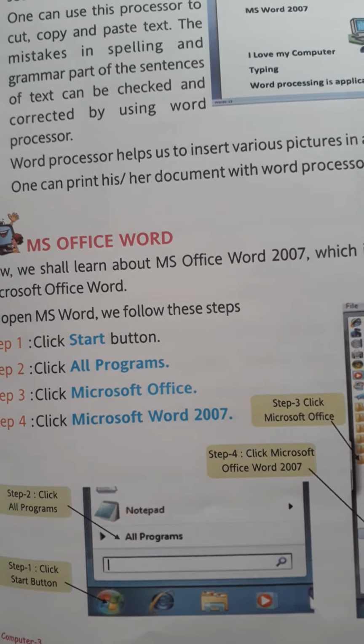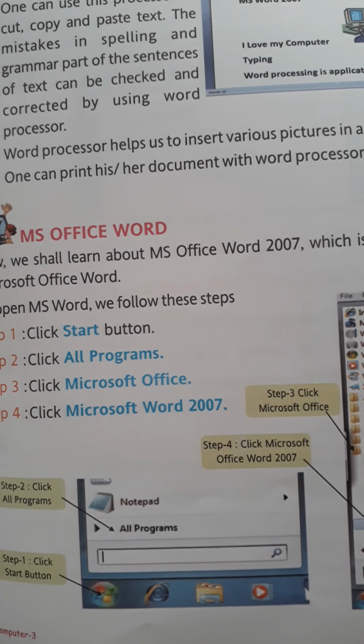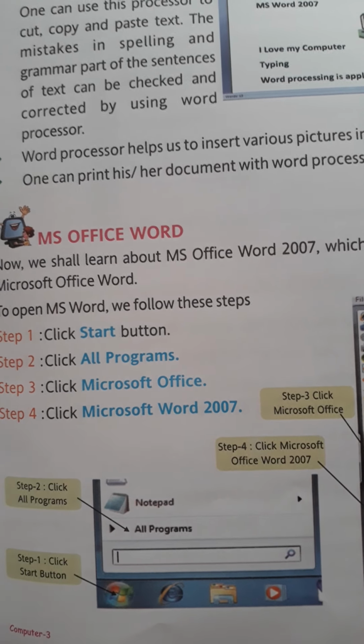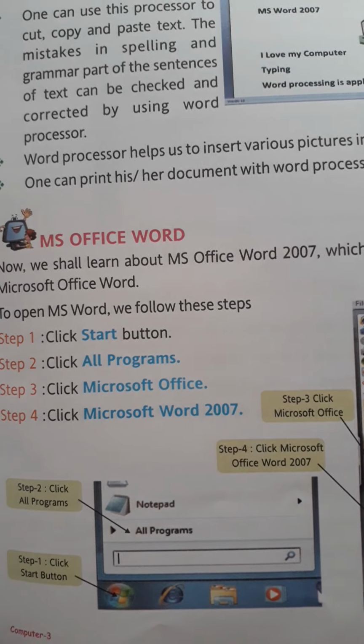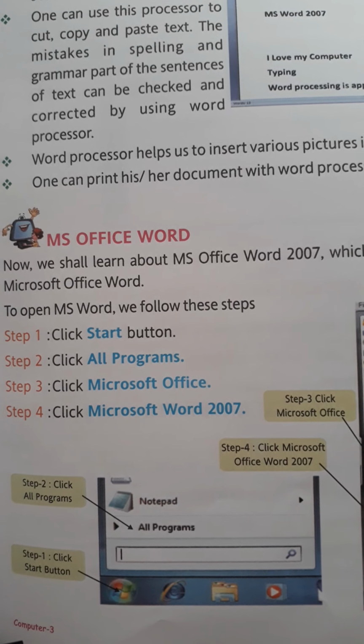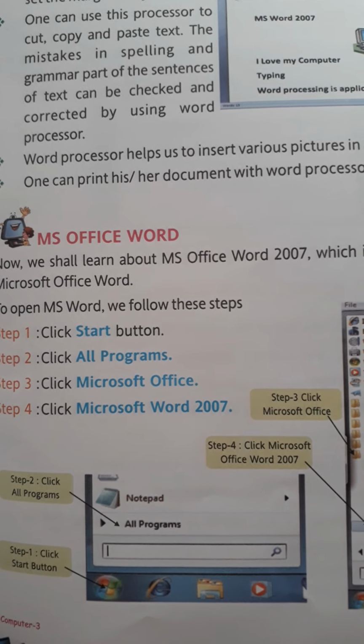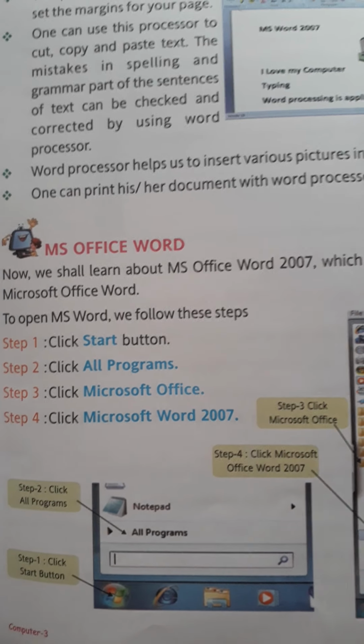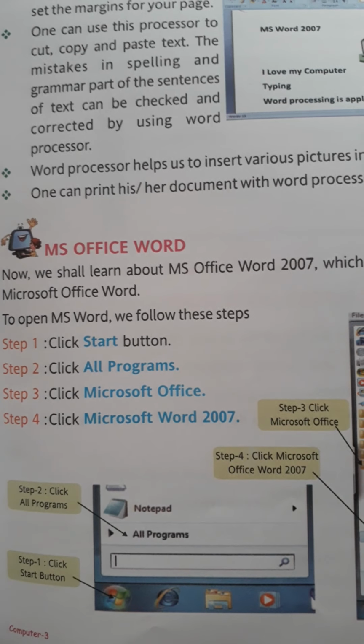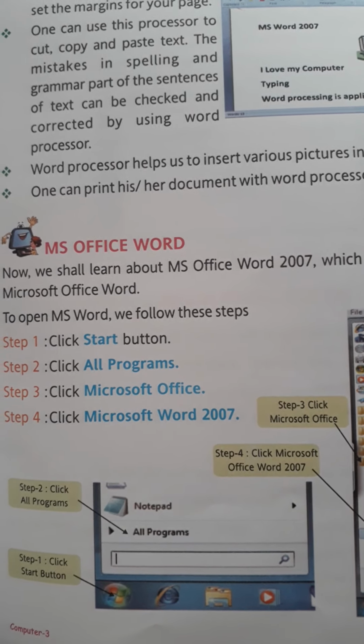A word processor helps us to insert various pictures in a document. We can insert any picture from the computer or from the program also. One can print his or her document with a word processor. After completing the work, we can also take a printout of the word processor work.